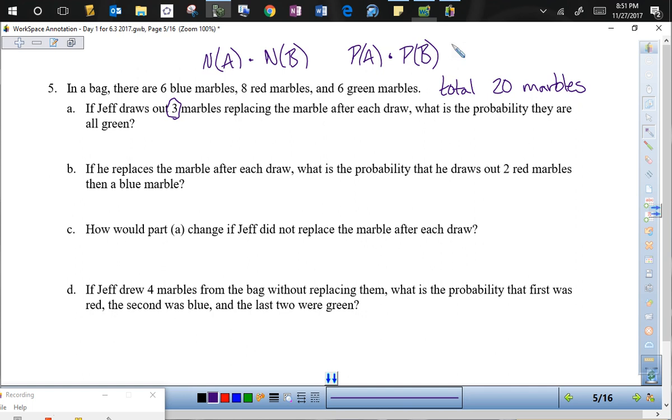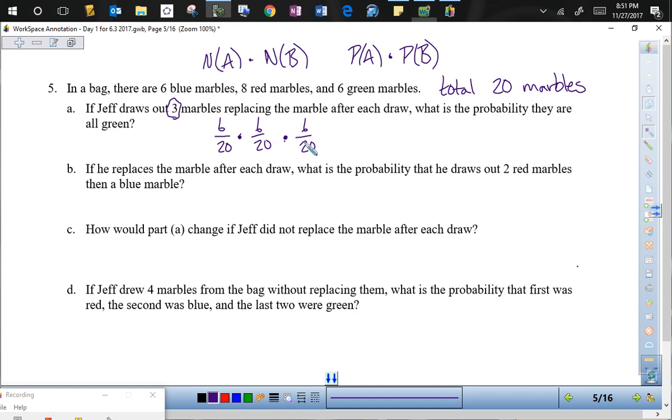So we want to draw out 3 marbles, and we want to know the probability they are all green. We want the first one to be green. Success is considered green here, so there's 6 that are considered a success over the total number 20. So our first marble, that's the probability of drawing a green. Then we're going to put the marble back, so there's still 20 marbles. There's still 6, 8, and 6. And then we're going to draw another one. The probability of getting green is once again 6 over 20. And you guessed it, the last one, 6 over 20 again.